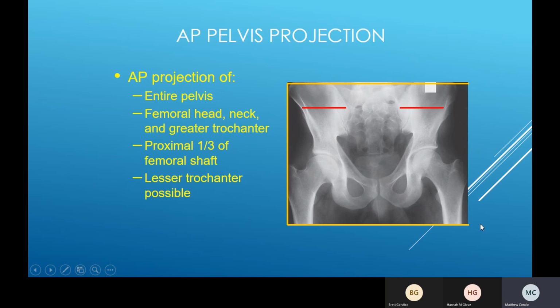Those are the lines that we look at for symmetry. So what I want to make sure is that both ASISs are aligned with one another, aka there's not one higher than the other. I also want to look and make sure that the body of the sacrum, the midline of the sacrum, is right where the midline of the pubic symphysis is.